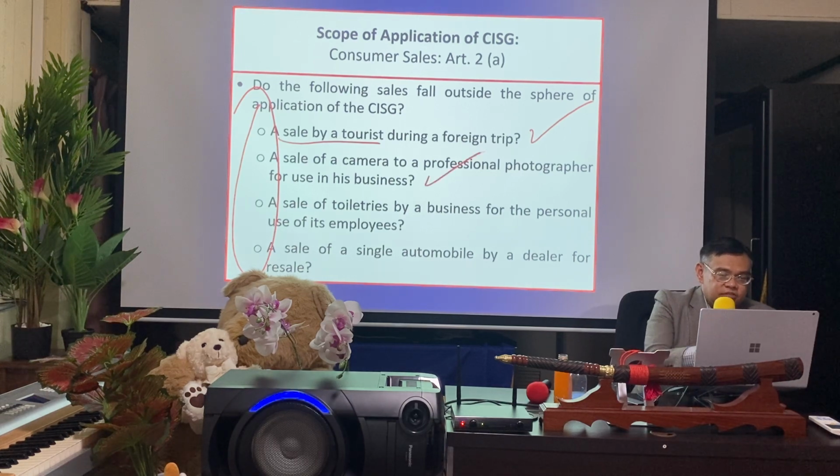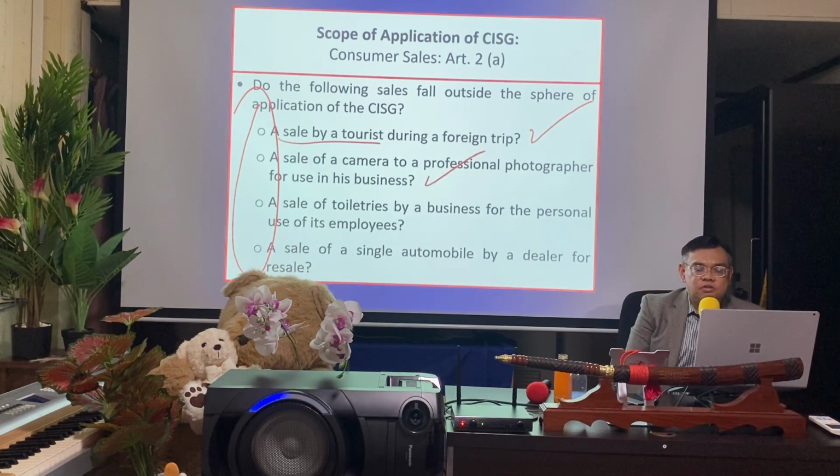Now let's have a look at example number 2, and tell me whether the same question is a consumer sale or a non-consumer sale. Let's suppose that somebody also bought a camera during the tour of Japan. But the thing is that that person is a photographer. He just purchased a camera for using it for his profession in this case. Is that considered a consumer sale?